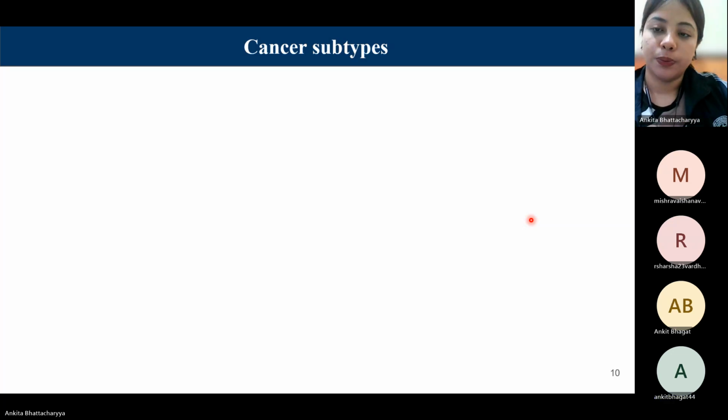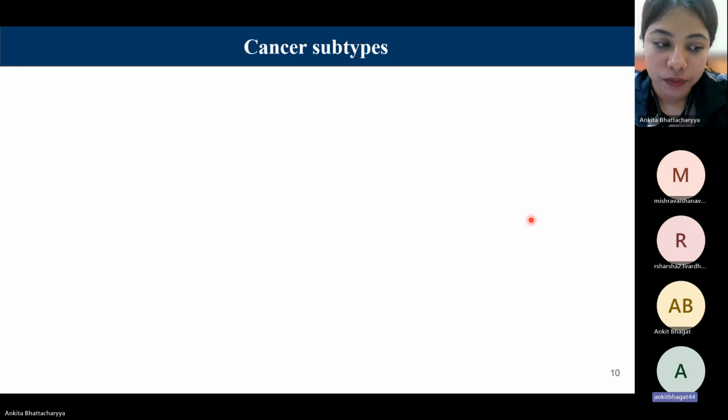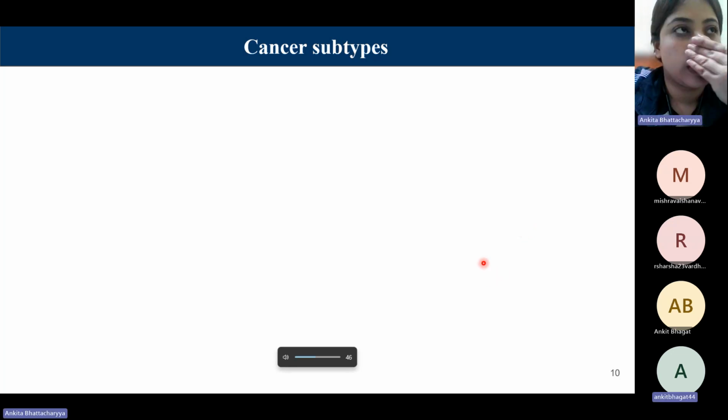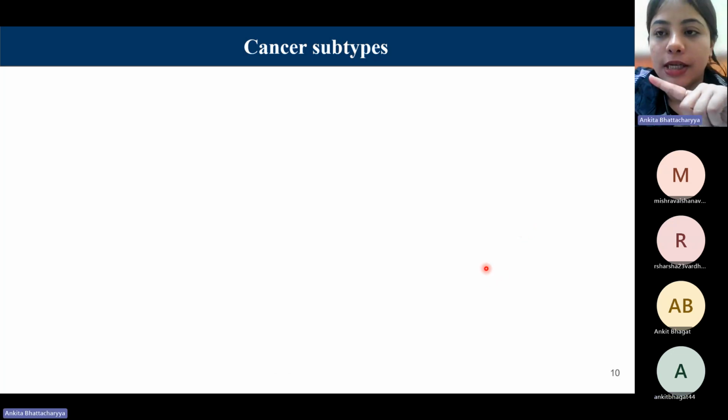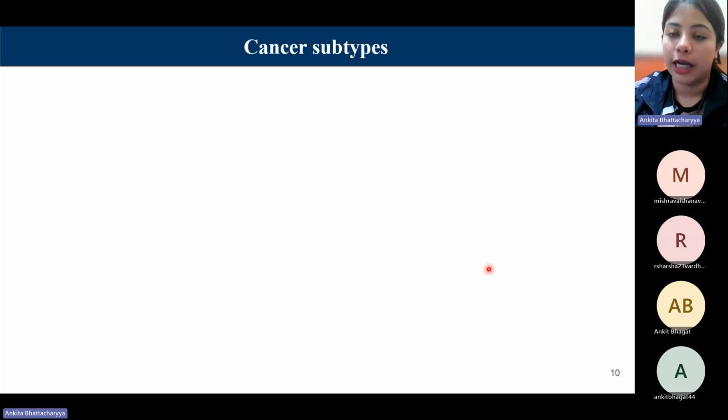Ma'am, is lymphoma a subtype of leukemia? No. Lymphoma and leukemia, you can think of them as blood cancers in general, but they occur in different fluids. When you talk about leukemia, it is within the blood. When you talk about lymphoma, it arises from the lymph, or from the lymphoid organs.